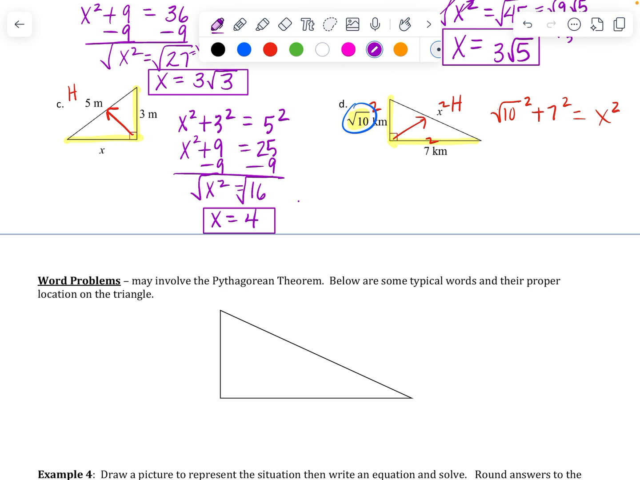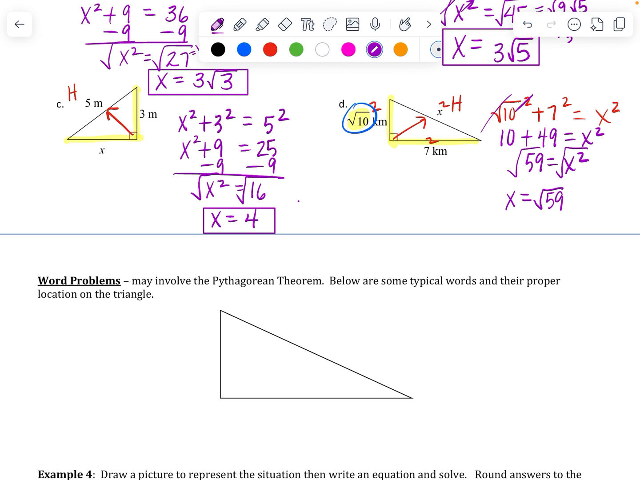So we learn in 7.0 that anytime you have a square root and a square right next to each other, they cancel each other. So the square root of 10 squared is just 10. 7 squared is 49, and we'll set that equal to x squared. If you add up your two numbers, we get 59 equals x squared. If we square root both sides so that we can unsquare that x, we simply get that x is the square root of 59.